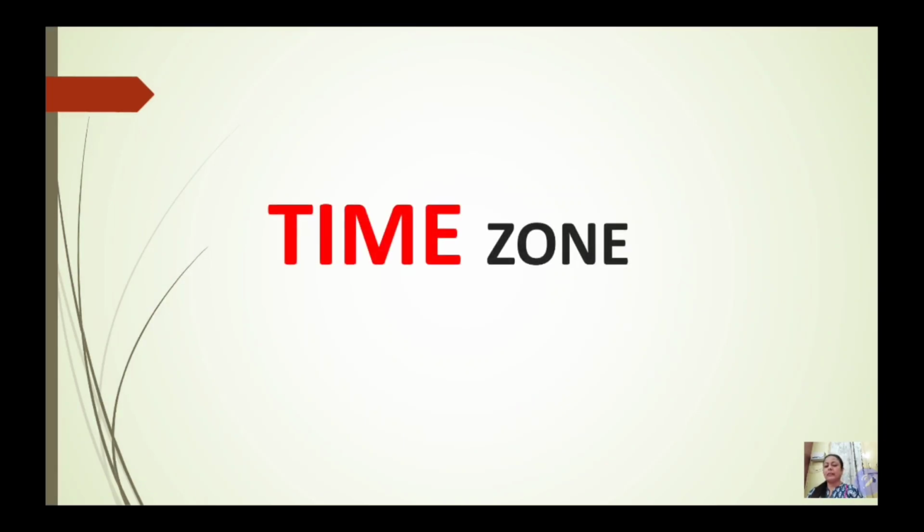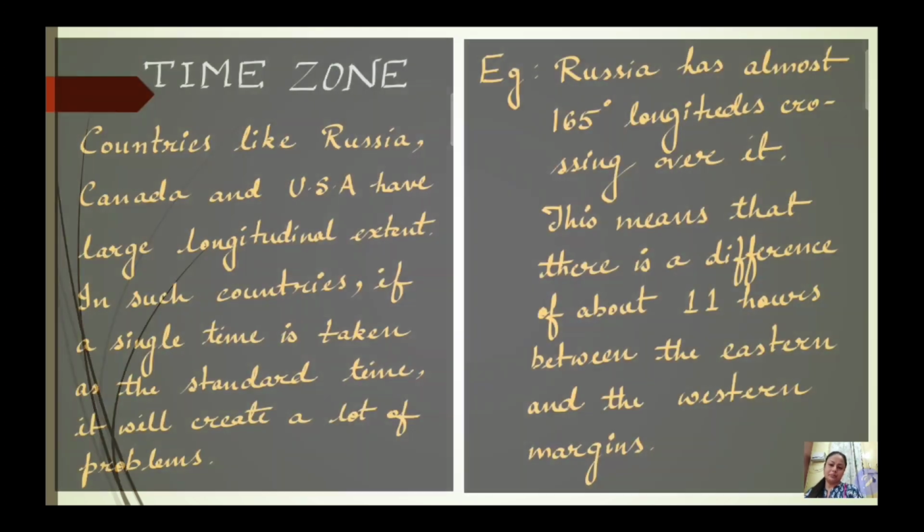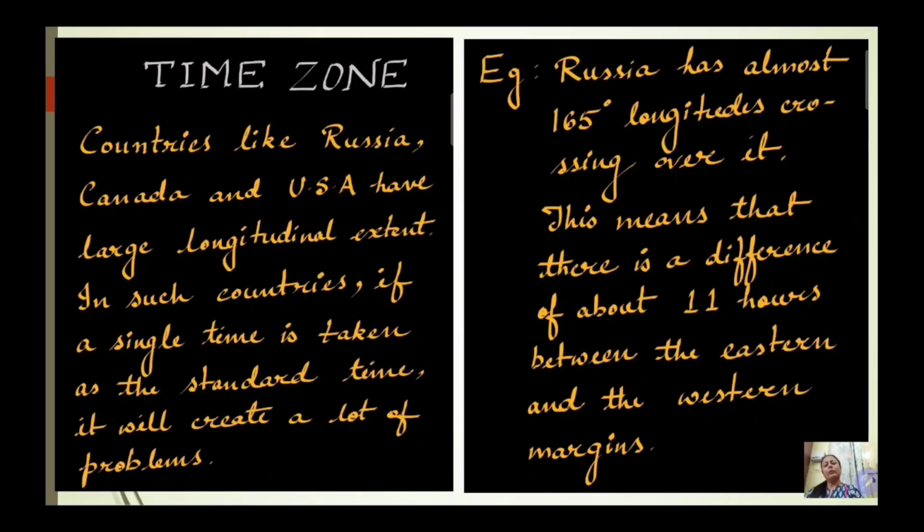So students, we have learnt about local time, standard time, Indian Standard Time and Greenwich Mean Time. So the next concept is about the time zone. Let's start. So what is the concept of time zone and why has it been taken into consideration? Countries like Russia, which is the largest country in Asia, we know that. Canada and USA are also very large countries. So countries like Russia, Canada, USA have large longitudinal extent.